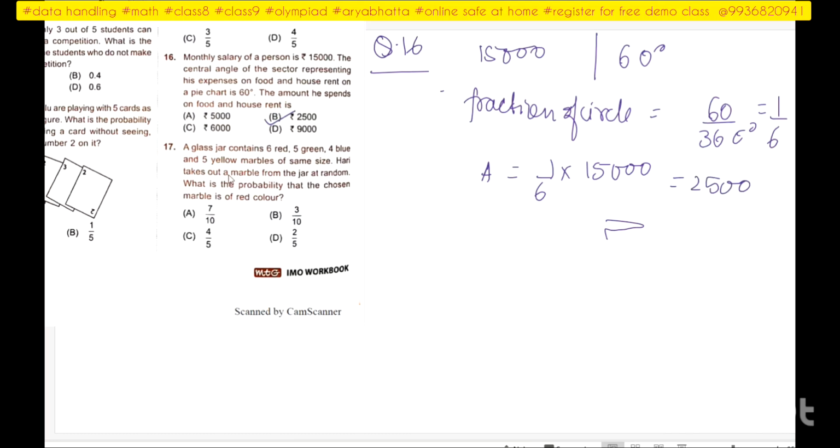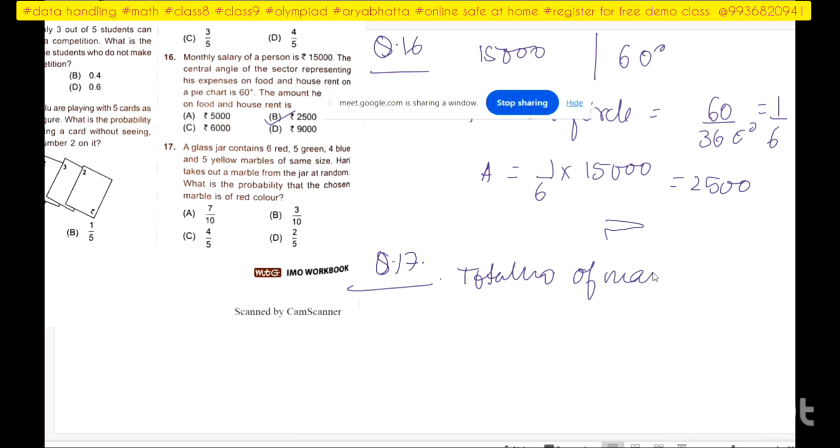Right? Now see 17th question. A glass jar contains 6 red, 5 green, 4 blue, 5 yellow marbles of the same size. Hari takes out a marble from the jar at random. What is the probability of choosing the red marble? It is very easy. Total number of marbles will be how much? 6 red plus 5 green plus 4 blue plus 5 yellow, so it will be 20.